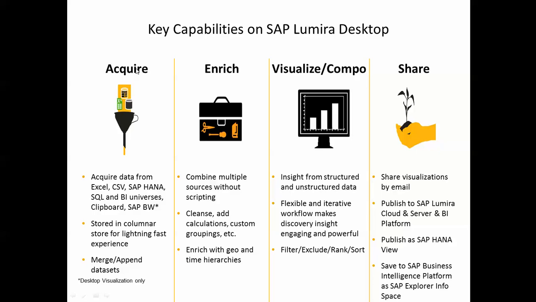Step number 1 is acquiring the data, so getting a connection, in this case to HANA Live. Step number 2 is enriching the data. If you want, you can create hierarchies or customized calculations or dimensions. Step number 3 is the actual visualization and combination of that into a storyboard. Step number 4 is sharing the data back to SAP HANA. Let us go to the demonstration right now.